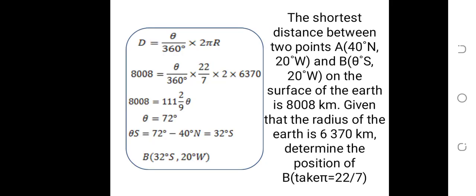The shortest distance between 2 points A, 40 degrees north, 20 degrees west, and B, 30 degrees south, 20 degrees west on the surface of the Earth is 8,008 kilometers. Given that the radius of the Earth is 6,370 kilometers, determine the position of P. Take pi to be equal to 22/7.